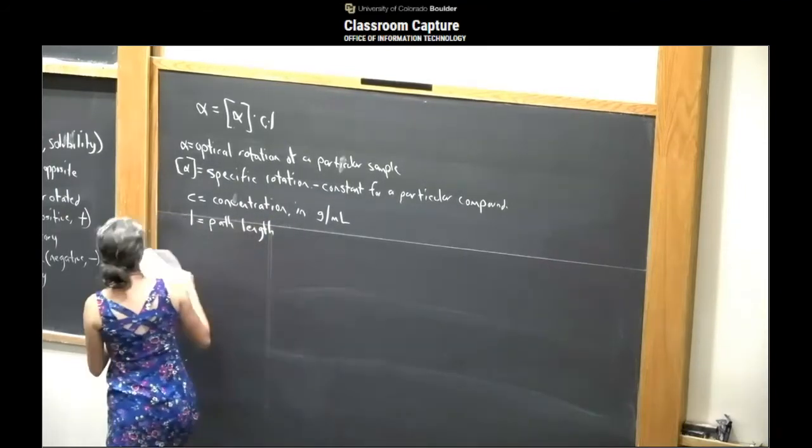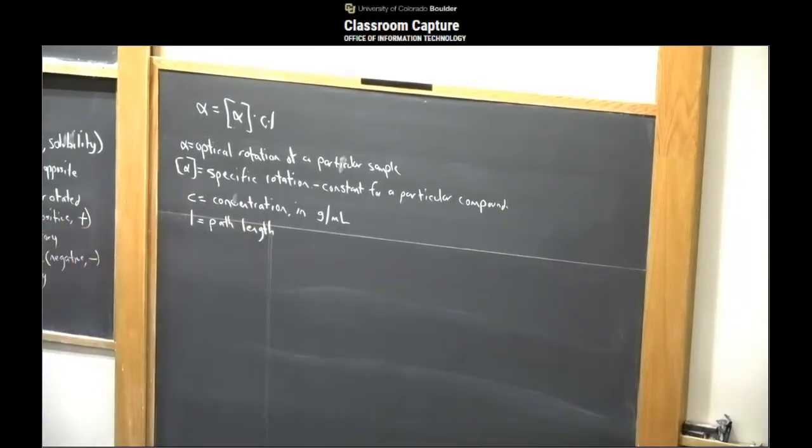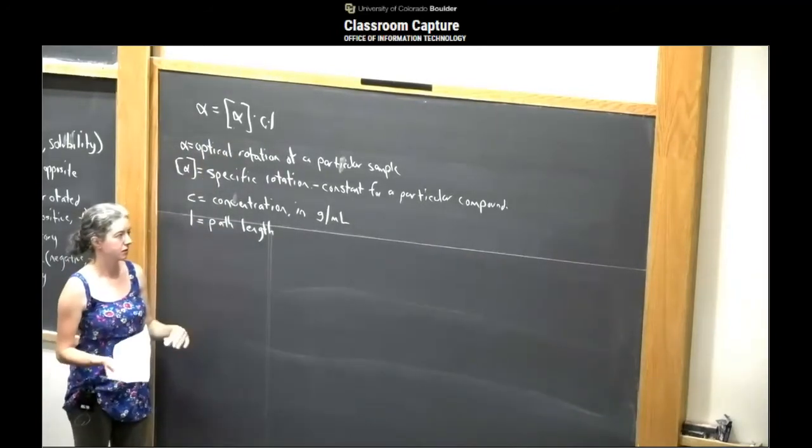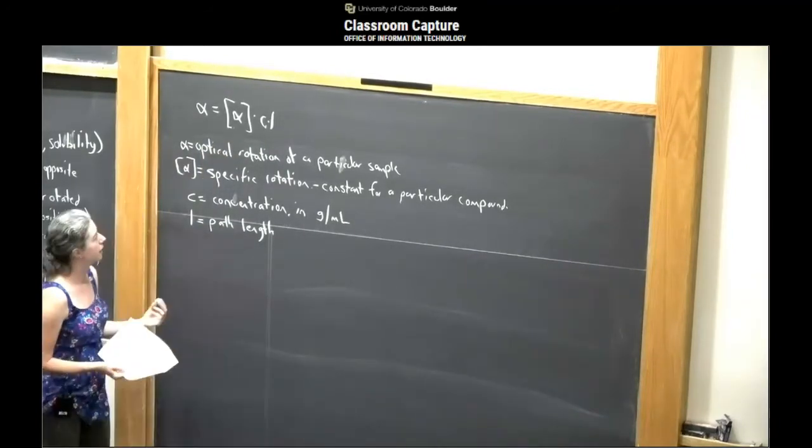Okay, so concentration, it makes sense that the higher the concentration is, the more the light's going to get rotated because there's more stuff in there to rotate the light. L, the path length, or how far it has to travel through the sample, it makes sense that the bigger the path length is, the more the light's going to get rotated because it has to pass through more of it to get to the end of the sample. And then the specific rotation, the bigger that is, the more the light is going to get rotated because it's just a more powerful compound at rotating light.